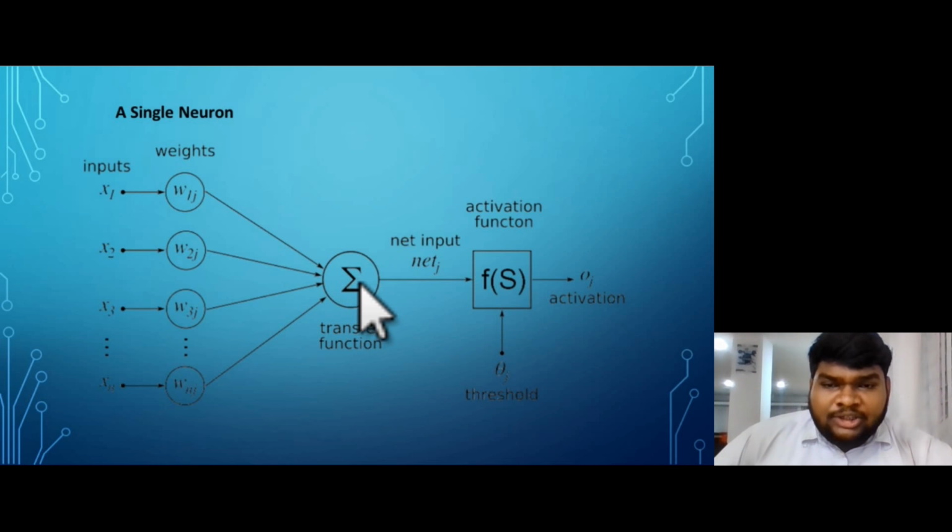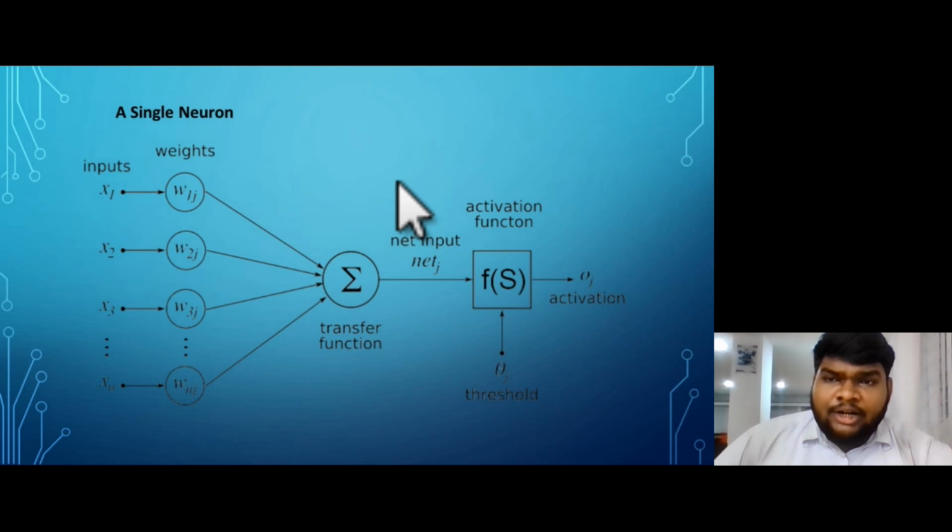So we are using here a threshold, which is the activation function, which may be a step function, a sigmoid function, or a rectified linear. In our case, we have used rectified linear. So this is the concept behind a single neuron.